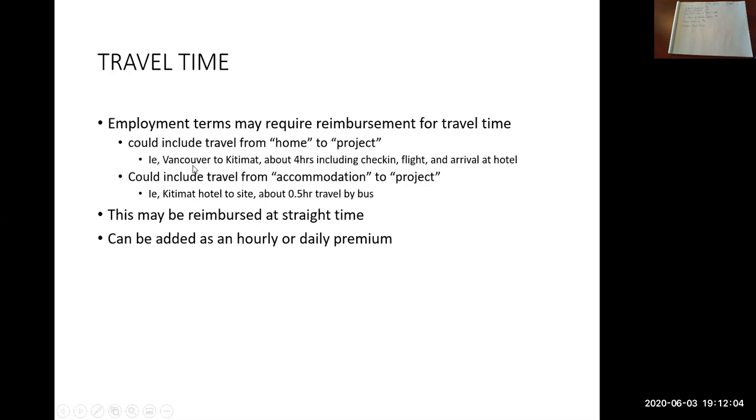Another example here. If you're flying your people from Vancouver to Kitimat, the example here says it's a 4-hour trip. So maybe you're at the airport, probably 2 hours early, then it's a 1-hour flight, and then 1 hour from the airport in Kitimat to your motel or hotel. So that whole 4 hours, you may need to pay each employee for travel time.